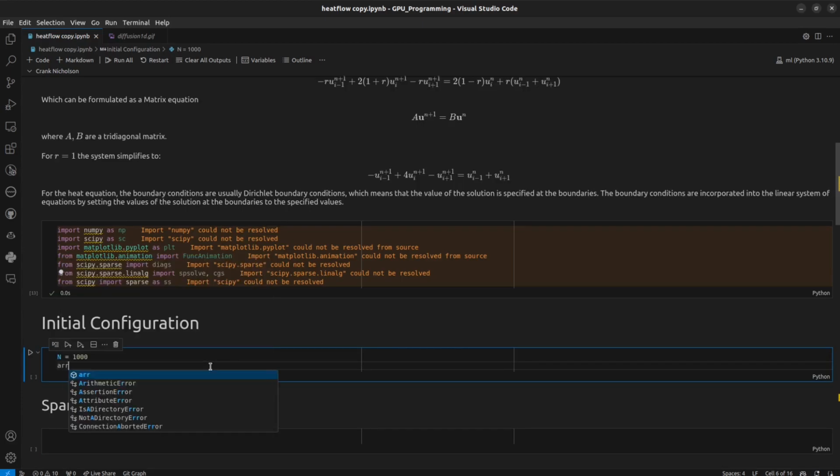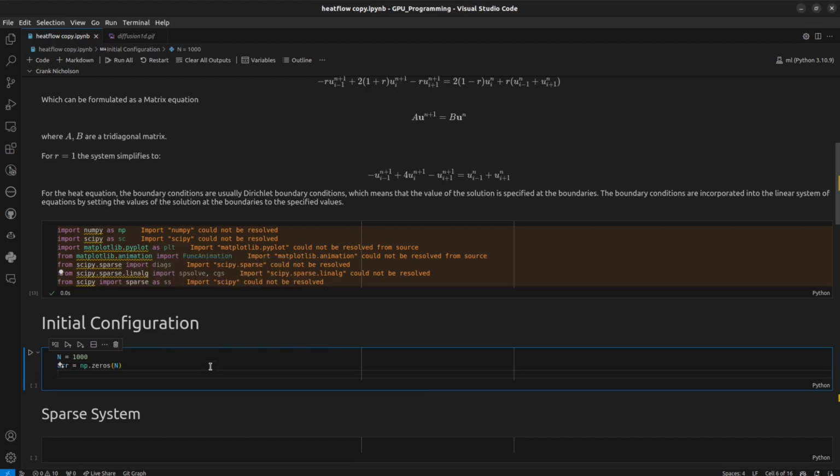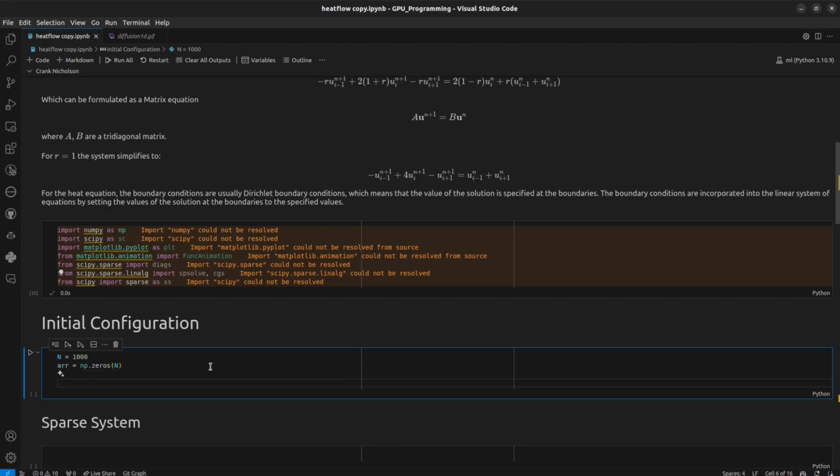So what we're going to do is set all values to 0 and make it really hot in the middle of the interval, from 40% to 60% of our interval, and then we're going to make it hot, and elsewhere it's going to be 0.